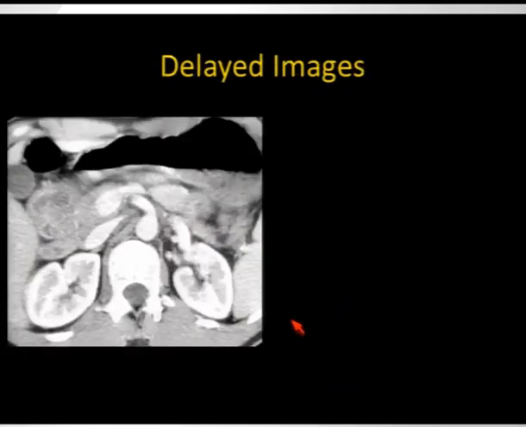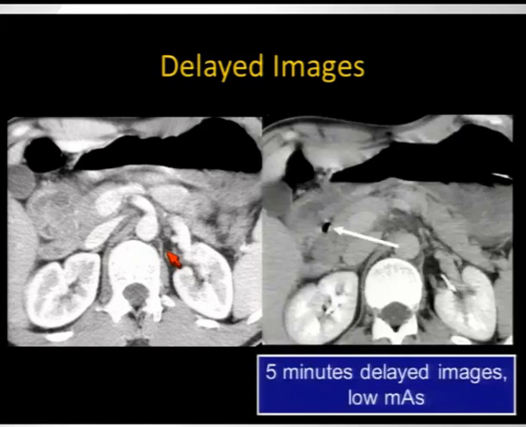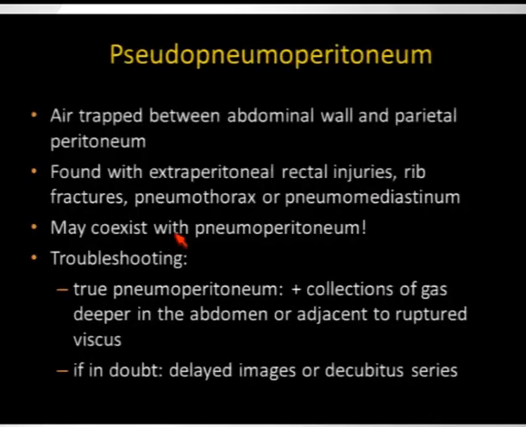Another very similar patient, questionable wall thickening in the duodenum. Does the patient have an injury? Much easier to make the diagnosis with the 5-minute image that shows a small extraluminal gas collection that, again, was not present, was not visible, even in retrospect, on the initial portal venous phase examination.